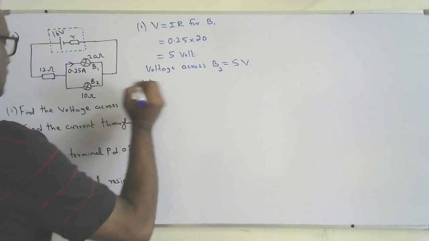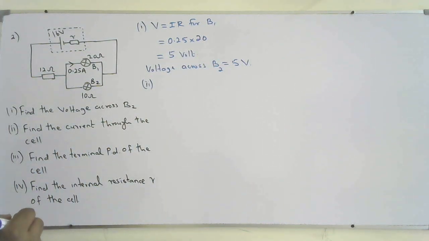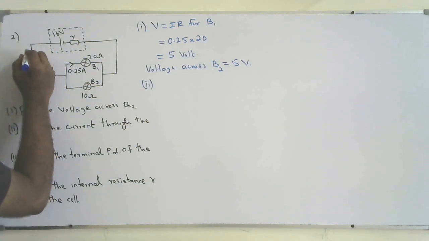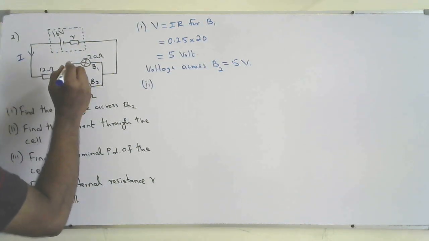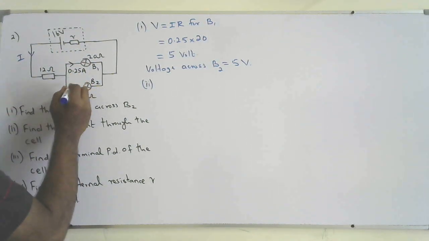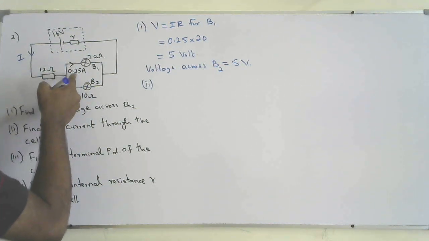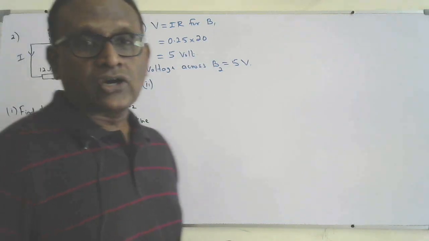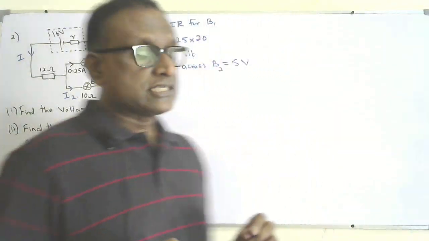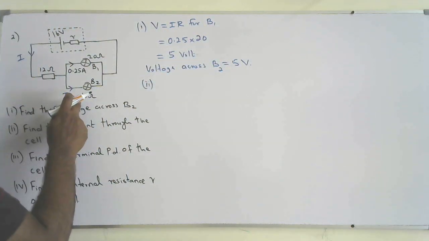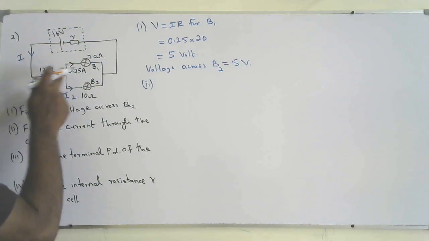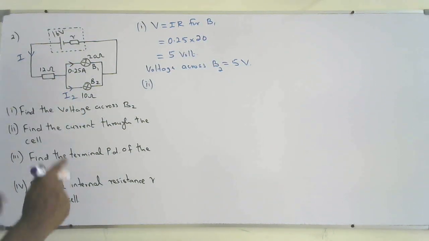Second part, find the current through the cell. If I take the current through the cell as I, then through this branch is 0.25, and through this I can say I2. So I is equal to 0.25 plus I2 according to Kirchhoff's first law. So I need to find I2. If I find I2, then I is equal to I2 plus 0.25.